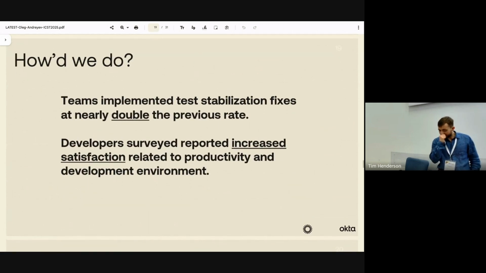So toward the end of the program, when we parsed the outcome, we figured that when we took into account alert fatigue, teams were able to double the rate of test stabilization fixes that they performed on initial investigation within SLA. So teams were able to implement test stabilization fixes at nearly double the rate. Additional positive sentiment from developer surveys reflected improved productivity as a whole, so they weren't complaining.